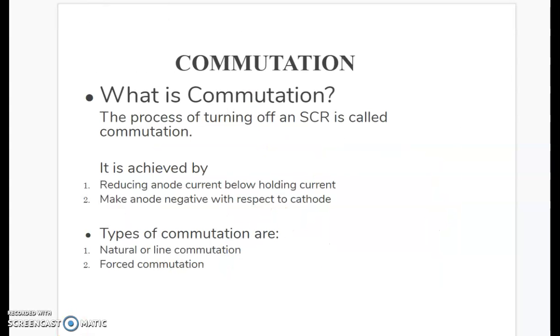So with this, we have come to an end of the lecture on commutation. Let us one more time see what commutation is. Commutation is actually turning off of the SCR, which is very important, and there are two types of commutation: natural commutation and forced commutation. With this we have come to an end of this video lecture. Hope you all understood what commutation is.